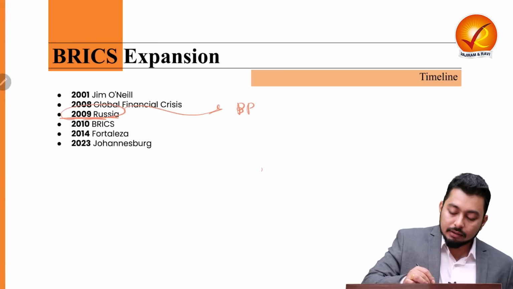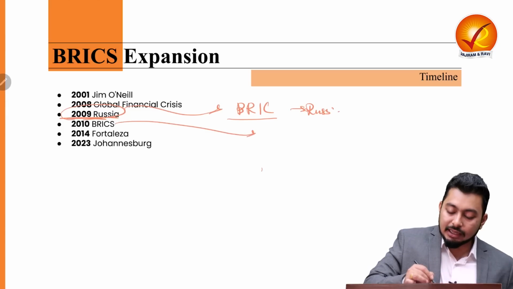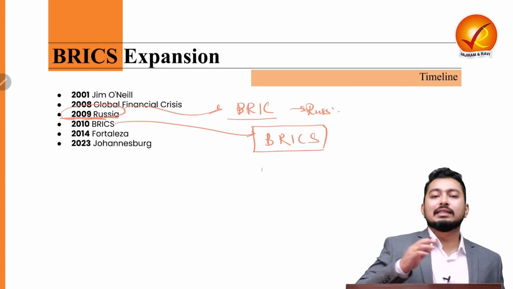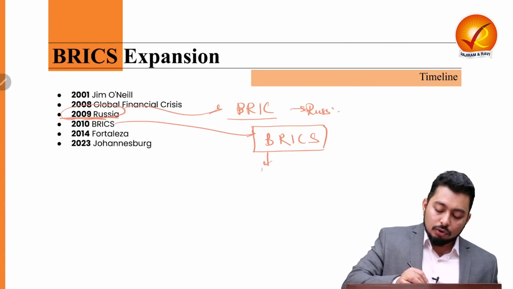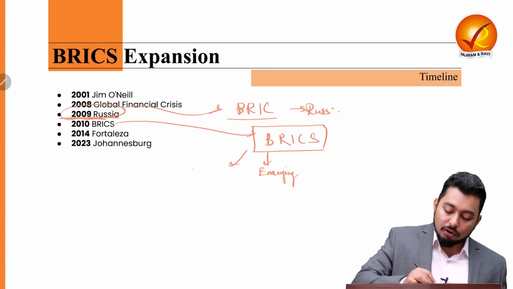BRIC taking shape in Russia. Then in 2010, South Africa was also added. So it finally took the name BRICS. So it is like an alternative to the West-dominated institutions, and it is also a representative of emerging markets as well as of the global South.